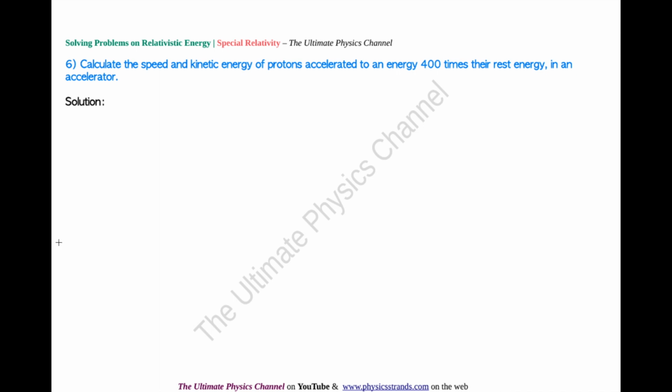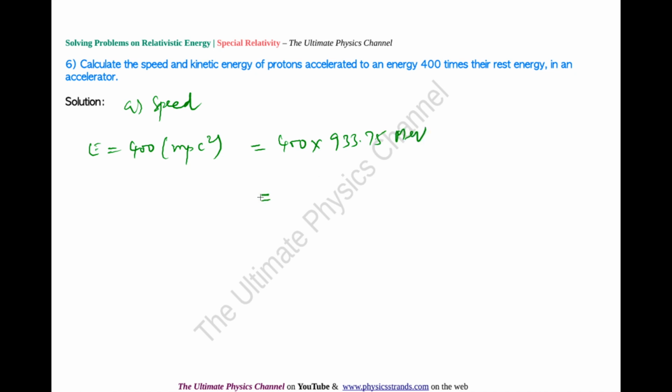Calculate the speed and kinetic energy of protons accelerated to an energy 400 times their rest energy in an accelerator. So in a particular accelerator, protons are accelerated to 400 times their rest energy. So we have to calculate the speed and kinetic energy. The first part we have to calculate is the speed. That is part A. So E is equal to 400 times the rest mass energy, that is 400 times m_p c squared for the proton, and that is equal to 400 times this value, 933.75 MeV, for the proton rest mass energy.